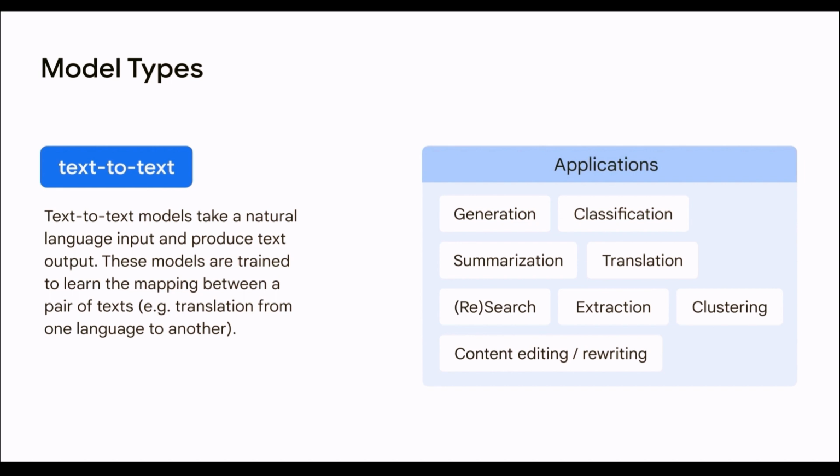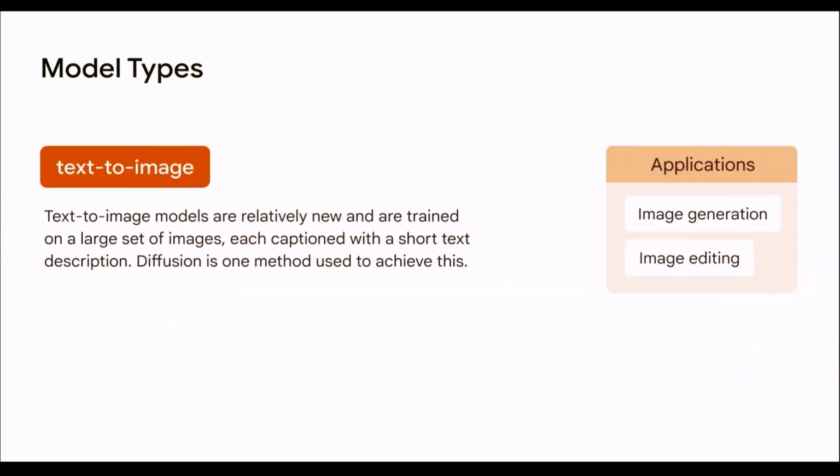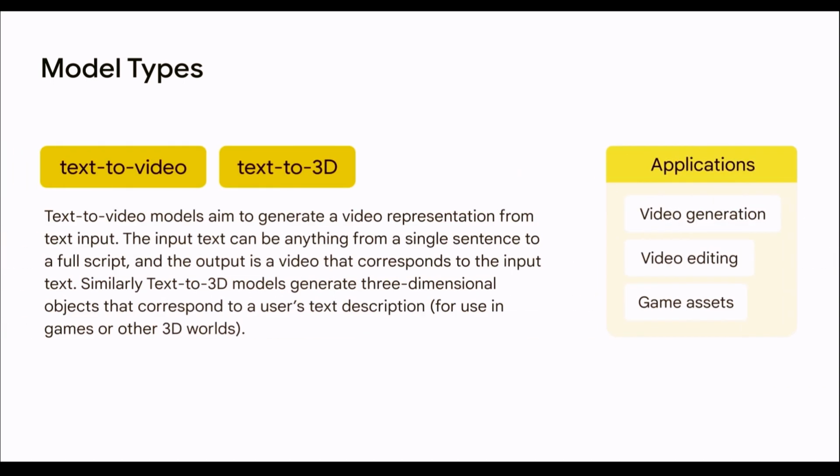We've shown illustrations of the types of input based upon data. Here are the associated model types. Text-to-text. Text-to-text models take natural language input and produce a text output. These models are trained to learn the mapping between a pair of texts, for example, translation from one language to another. Text-to-image. Text-to-image models are trained on a large set of images, each captioned with a short text description. Diffusion is one method used to achieve this.